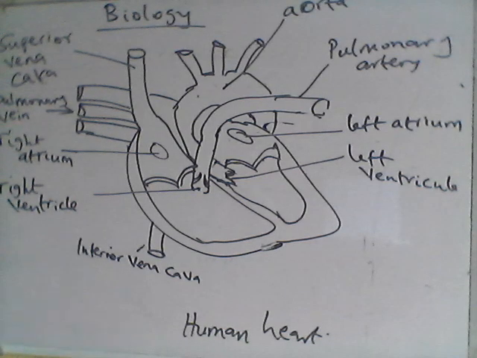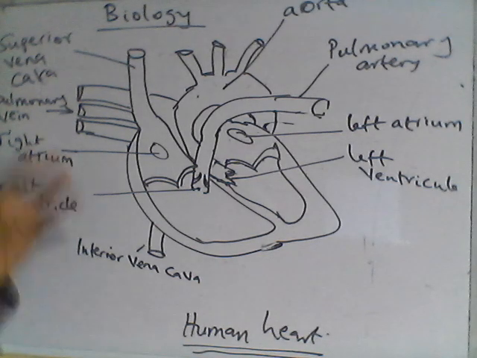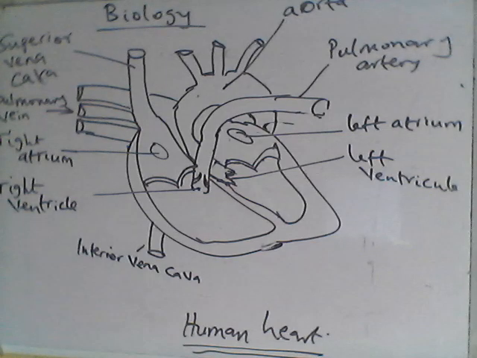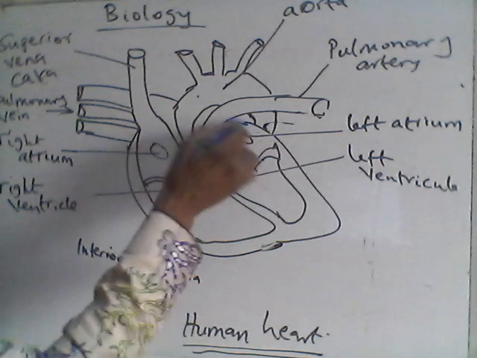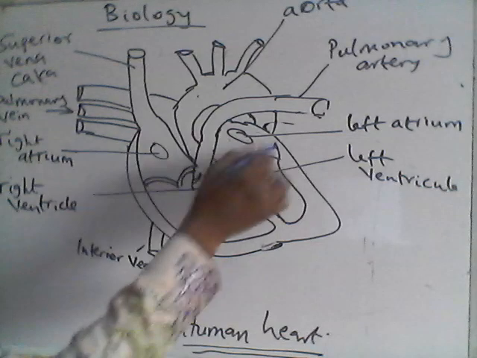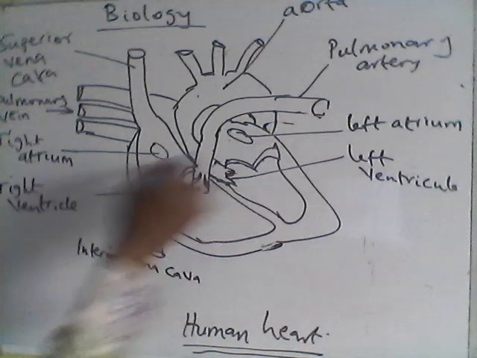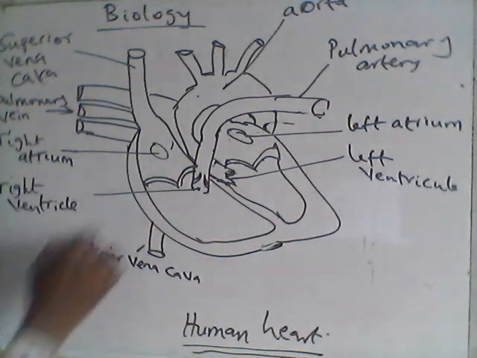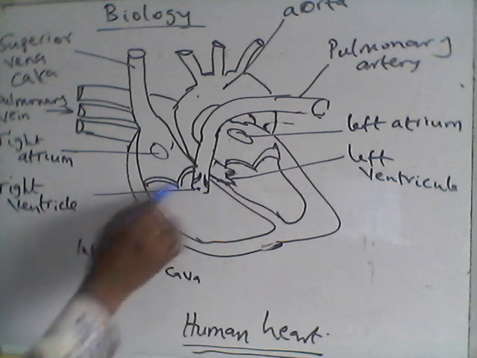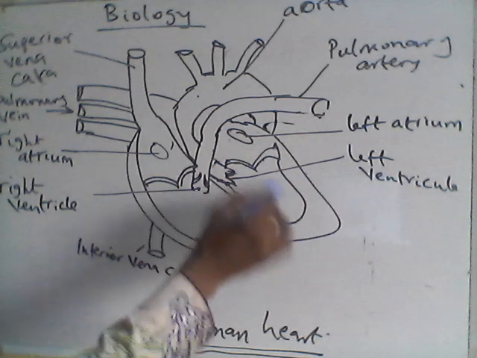Okay, so on the board is an attempt to illustrate the human heart. I will just point out the things you need to know about the human heart. If you look at it, you have the main chambers: this upper left is the left atrium, and this is the right atrium. Then you have the right ventricle and the left ventricle.